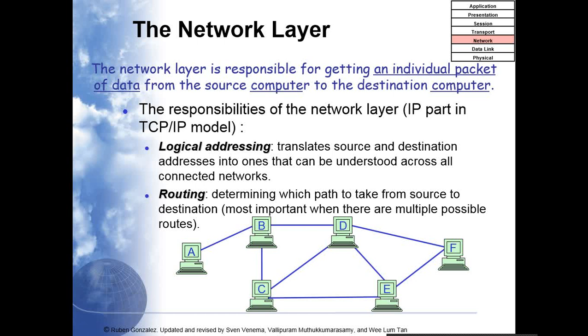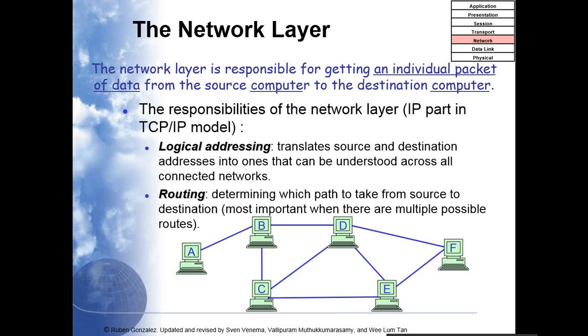addressing and routing. So logical addressing translate the source and destination addresses into ones that can be understood across all connected networks. Now what that's really saying is, if I talk about a particular machine, we must agree on that machine's name across the whole network. It must be a unique name that I can use, that if I mention it to anyone else, they will know who I mean and how to get there.